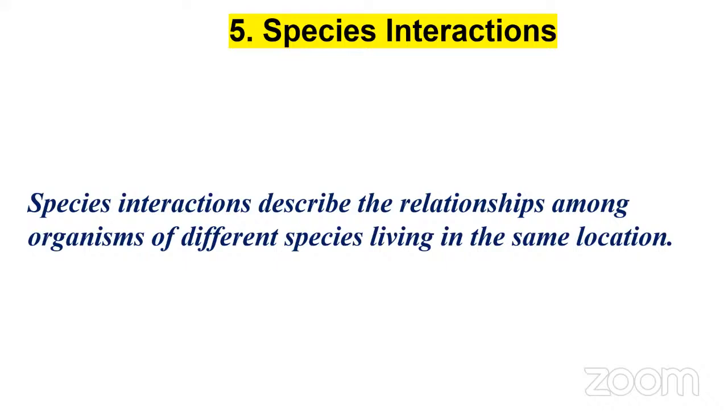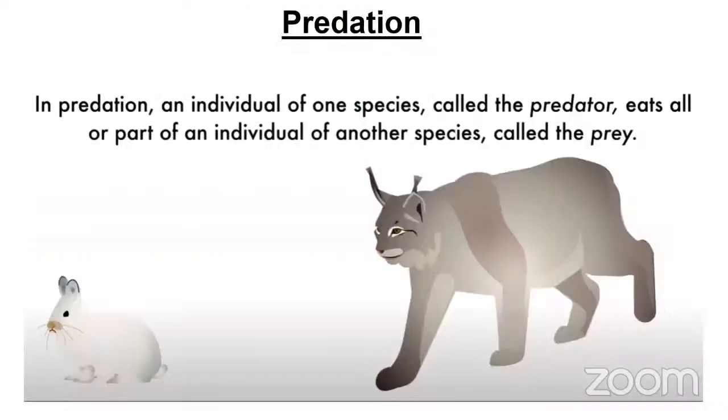So the third practical which we were supposed to do is species interaction. So what do we mean by species interaction? Species interactions describe the relationships among organisms of different species living in the same location. What does it mean? Species interactions can be of several types.